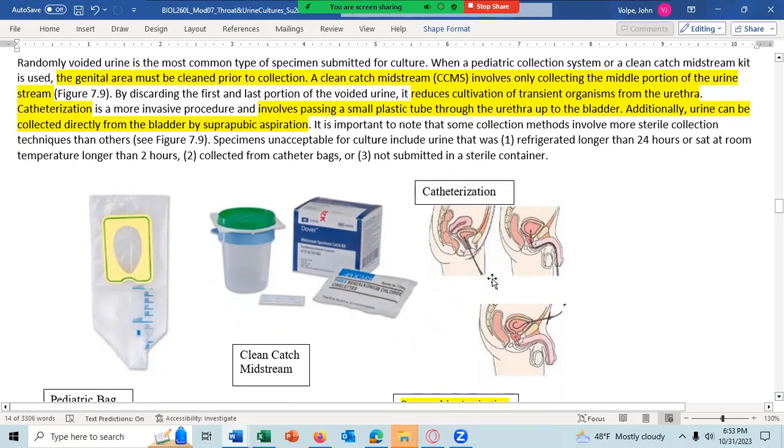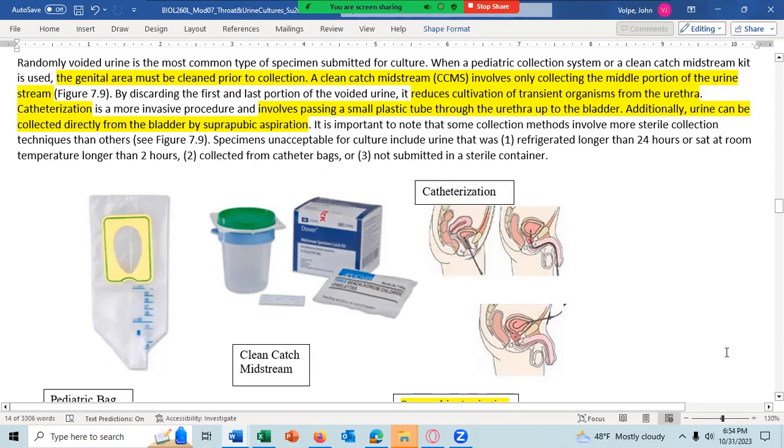You can also collect urine by putting a catheter into the patient. The trouble is the catheter goes up the urethra, and that can put bacteria from the urethra into the bladder, and then you sample that bacteria in the catheter. But there are fewer bacteria if you use a catheter to collect the urine than in the clean catch midstream. And of course, with the clean catch midstream, there are fewer contaminating bacteria than if you just voided normally.